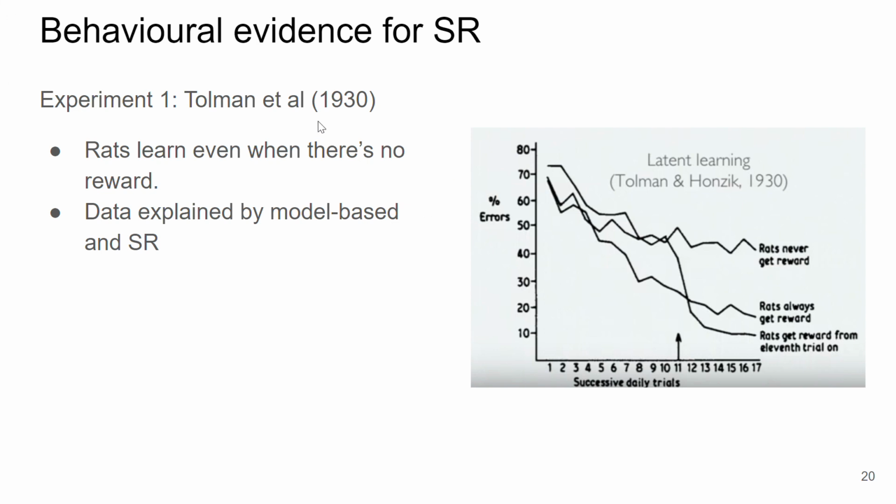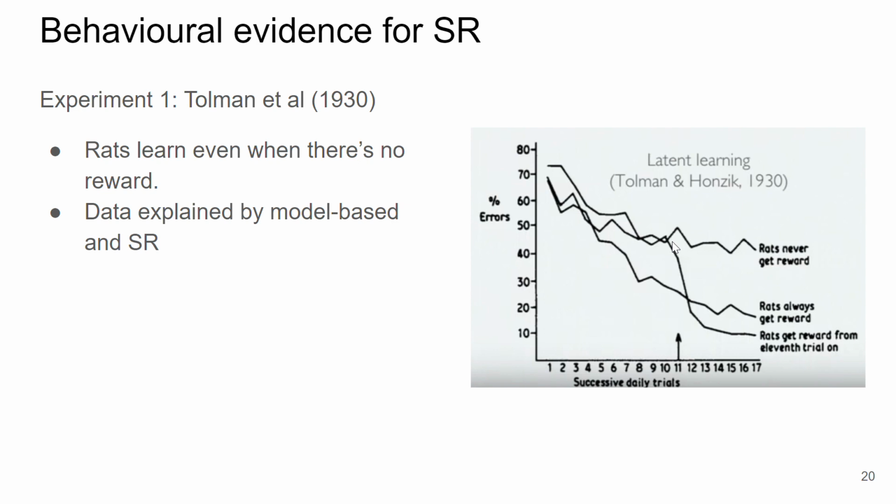So this is an experiment from 1930 where rats, so this is the learning curve when your rat always gets a reward, and this is your learning curve when your rat is allowed to explore in an unsupervised way, and then you start to get a reward. So here what this is suggesting is you're also doing unsupervised learning in the environment when you have no reward. So that is the behavioral evidence we see here.